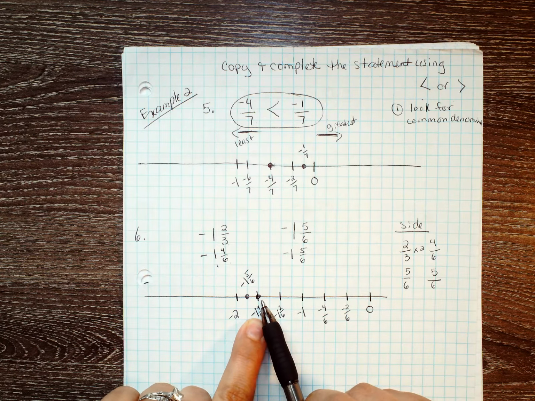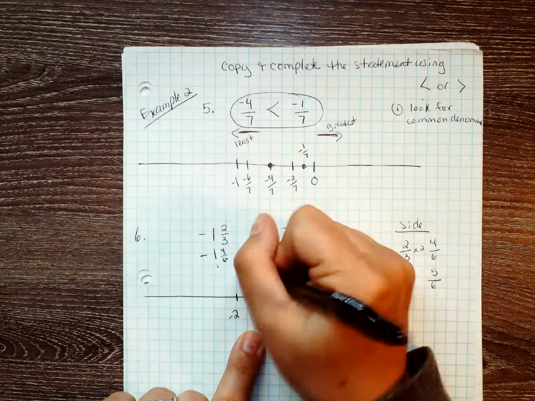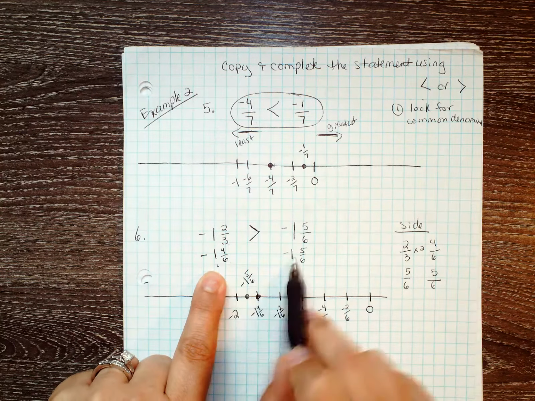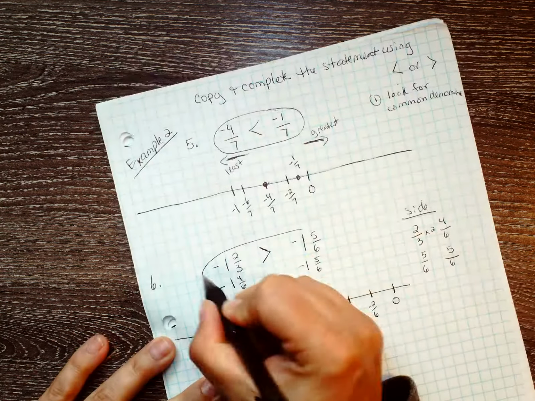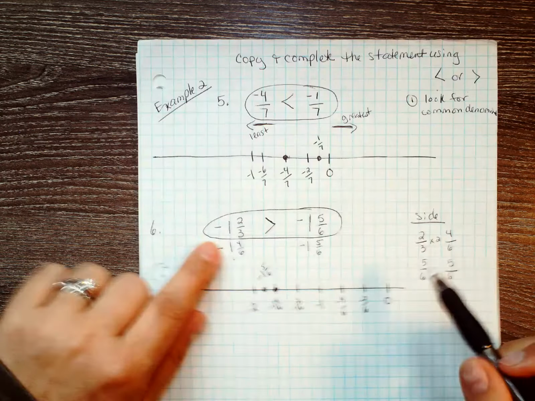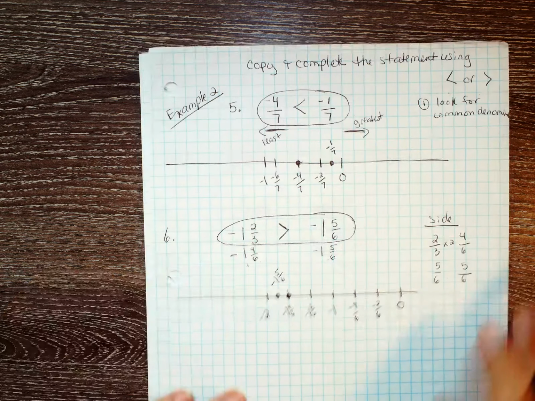It's furthest to the right. So that means that this one is your greatest. So you're going to go back up to the original. You're not going to do it with the one that you found the common denominators with. Always go back to your original and circle it, and that's going to be your greater than sign. So negative 1 2/3 is greater than negative 1 5/6.